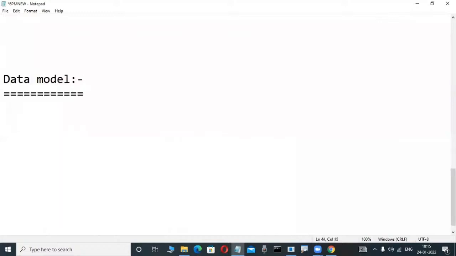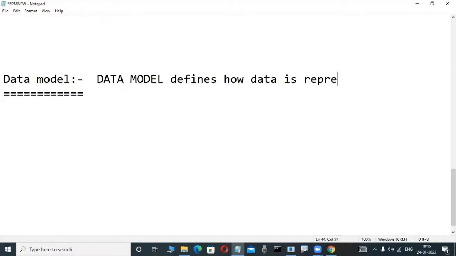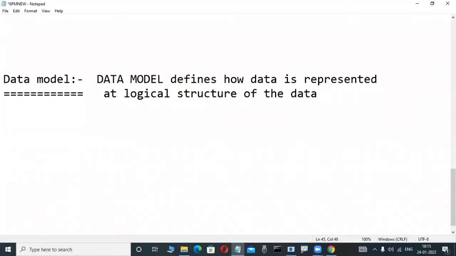A data model defines how data is represented at the logical structure of the database. Observe here: how data is represented at the logical structure of the database. How easy is this definition? Observe it here: logical structure of the database. And now check it out.